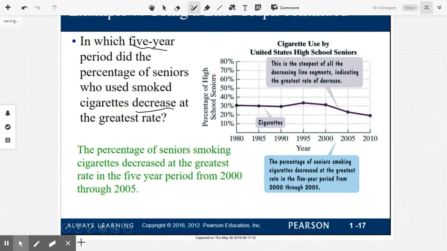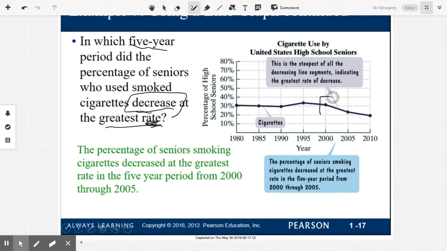Which 5-year period? If you notice, these are all 5-year periods, and we want to know decrease. So decrease, is that going to be a line going up, or a line going down? It's going to be a line going down. And the greatest rate, and we'll talk about rates a lot more when we get to slope later on in the year. So basically, which one is decreasing at the greatest slope?